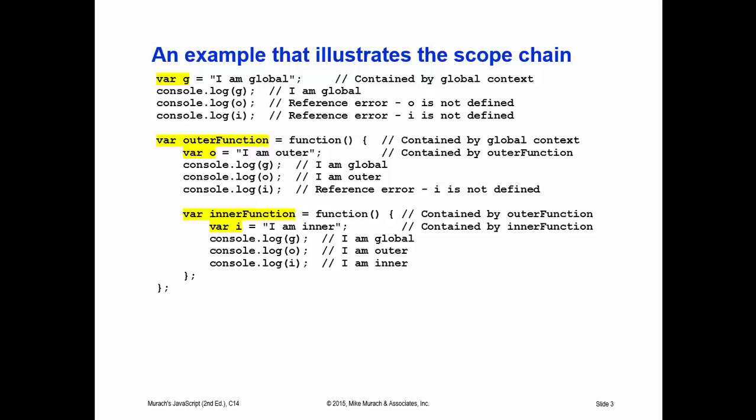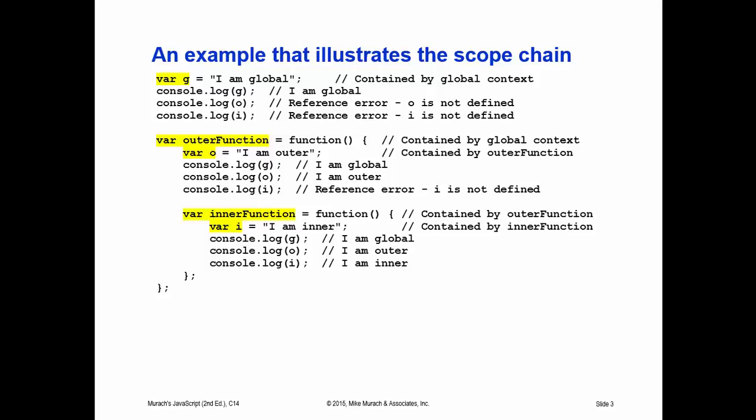What this example is supposed to start showing you is what's referred to in JavaScript and in other languages as the scope chain. And what the scope chain means is what can be seen and used by other objects. It starts with a global scope and works its way down.